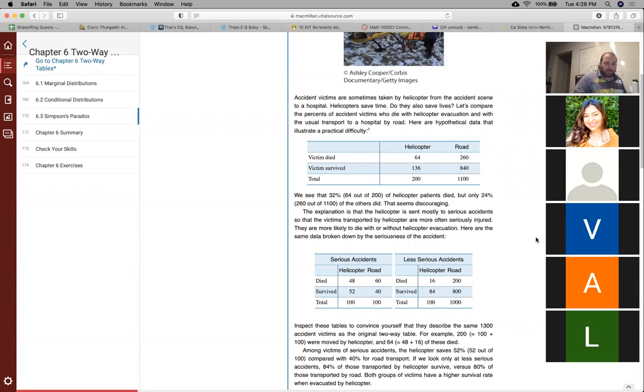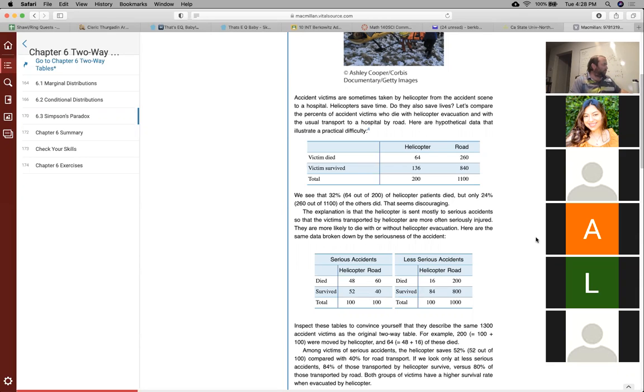What does frequency mean? Someone said frequency. What do you mean by that? Can you be more specific? Andrew, you said frequency. I'm not sure what you mean by that. Yeah, if you're here late, just let me know at the end. The amount of people transported via helicopter.